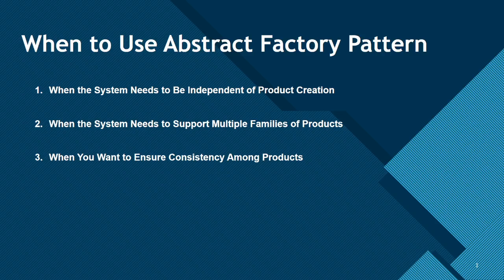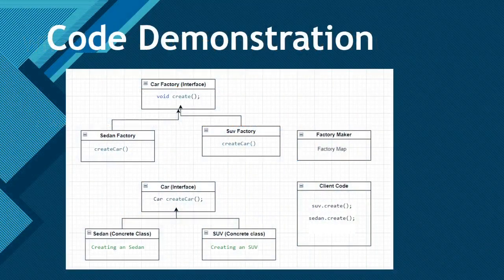To understand this better, let's go through an example. We will understand it through an example of car factory. In the car factory, we will be having sedan factory and SUV factory. We'll be having an interface car factory, which will just create the sedan factory and SUV factory. And then to create the actual cars, we'll be having this type of architecture. We'll be having car as an interface and which will create the car. And this car will create the actual sedan and SUV concrete classes.